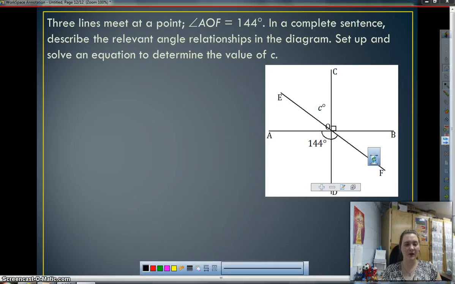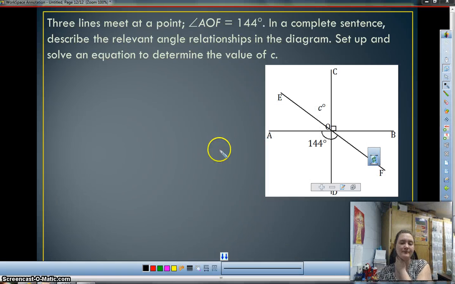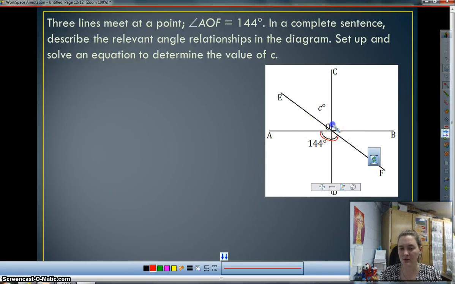Our next one. Three lines meet at a point. AOF is 144 degrees. So our relevant ones, always, always, always look for the right angle. That right angle, here's a perpendicular line, so this right angle tells us that this one must also be a right angle. What that tells us is angle of C, and we have to name this one, let's put X. Angle X are complementary angles.